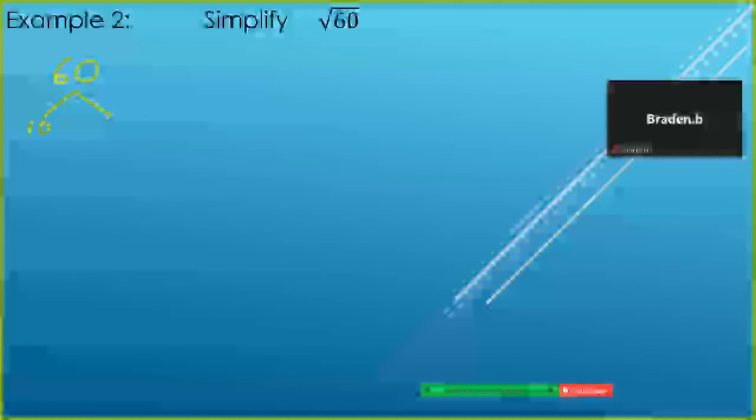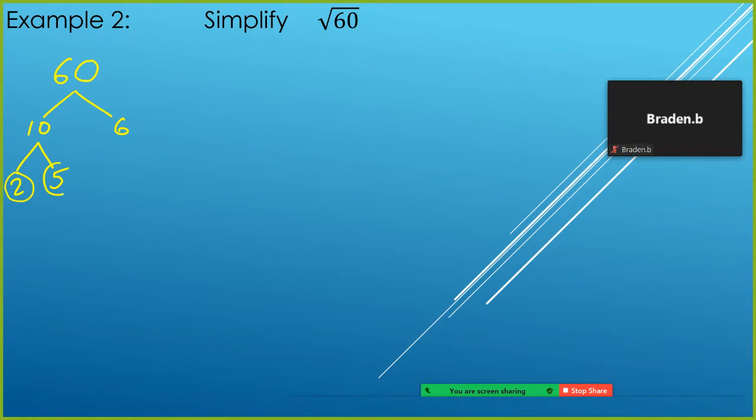So I can divide that by 10. So 10 and 6. 10 times 6 makes 60. And that's how I'm finding these factor trees. Now break apart the 10. That's 2 times 5. And we're done there. 2 and 5 can't be broken down further. 6 can be broken down to 2 times 3. And I think that's it. Not too bad. So 60 turns into 2 times 2 times 3 times 5.